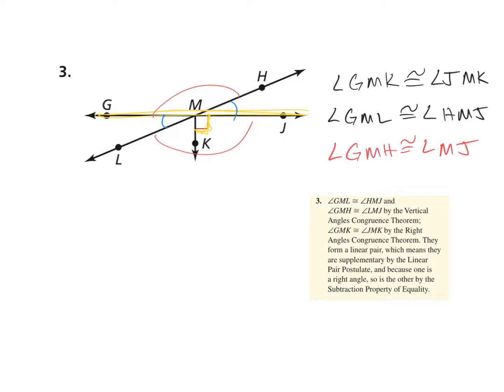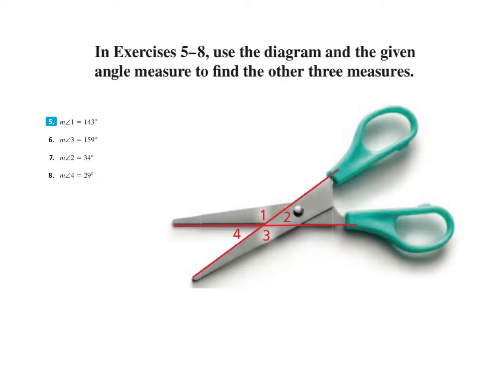Okay, and number 5 here. So what you're supposed to be looking at is these two lines on the scissors. Okay, so I'm going to get rid of all of that. That's what you're looking at. Really, it looks like this if you want to take it out and look at it. That's what you're looking for.